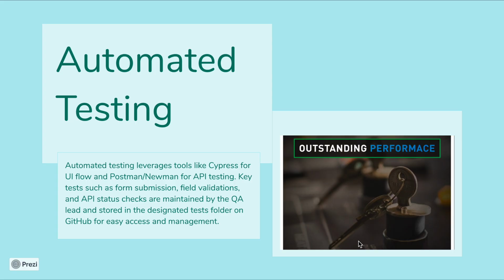We are automating key tests to improve speed and reduce human error. This includes form submissions, required field validations, API status, and response checks. We are using Cypress for UI automation and Postman for API tests. Bhavya will maintain these scripts in our GitHub repository under the tests folder.